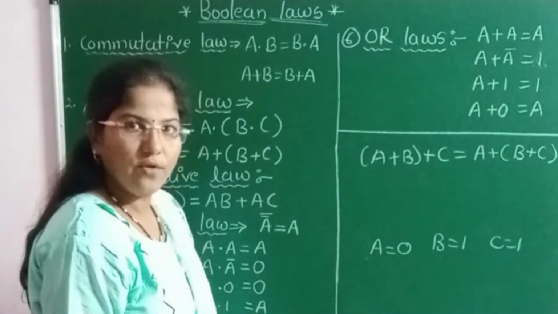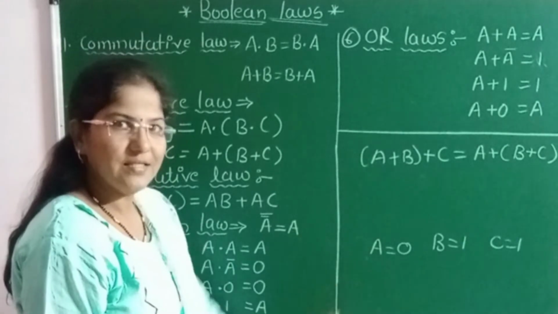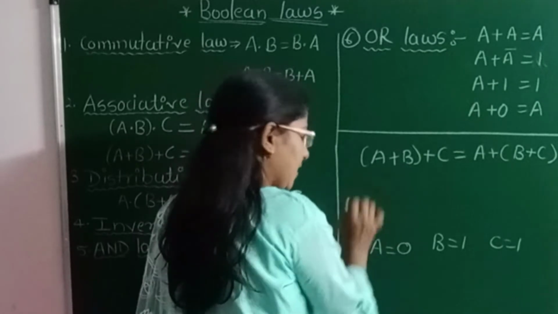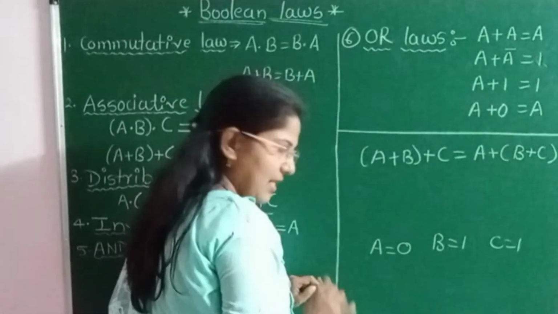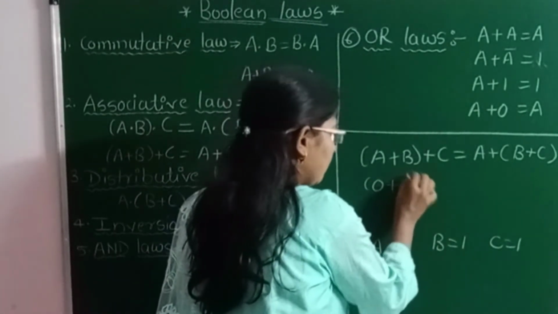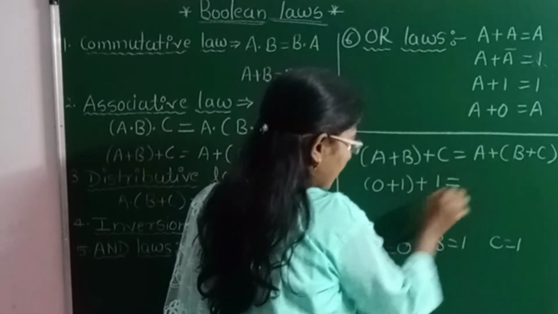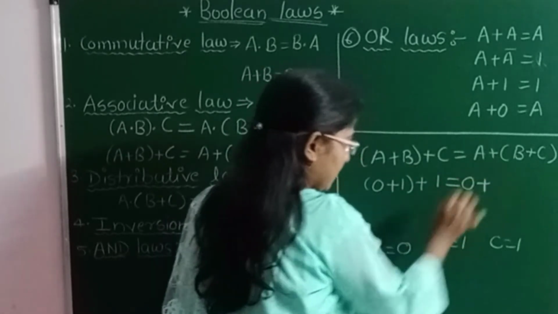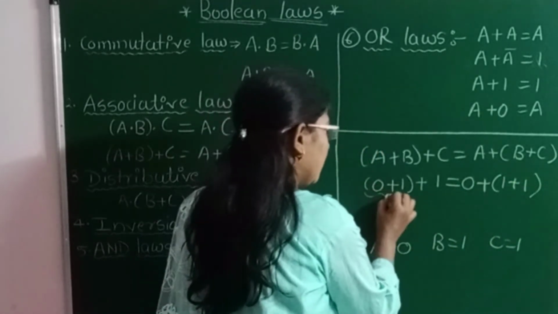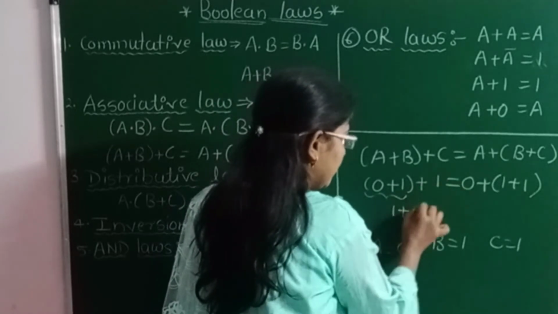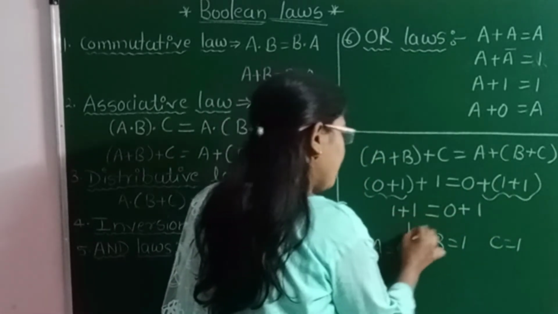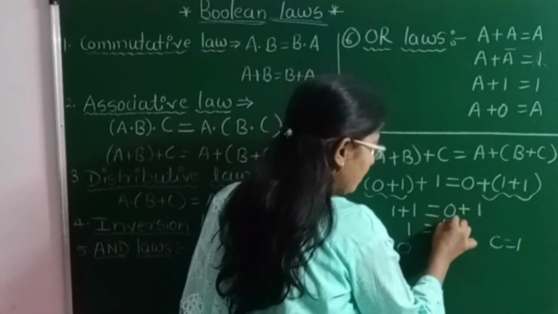So here I am going to consider only one possibility. You can do it for the remaining 7 possibilities also. Now put the values of A, B, C in the given expression, or in the law, and check LHS is equal to RHS. A is equal to 0 plus B. What is B? B is 1, plus C. C is 1. The value of A is 0, plus B is 1, plus C, it is 1. 0 plus 1, the result of this bracket is 1, plus this one, equal to 0 plus, the result of this bracket is 1. So 1 plus 1 is 1, and 0 plus 1 is 1.